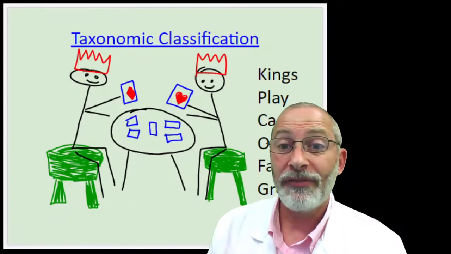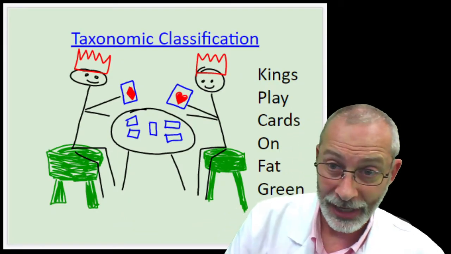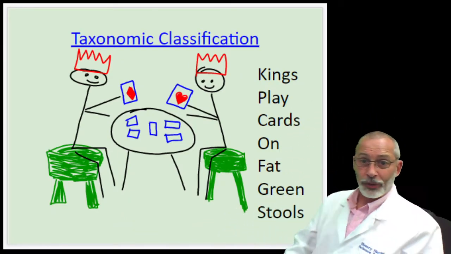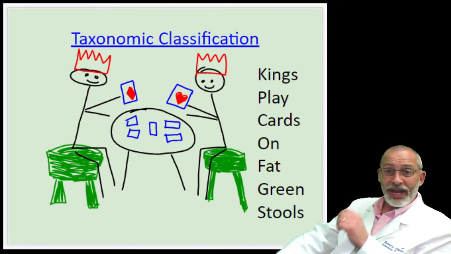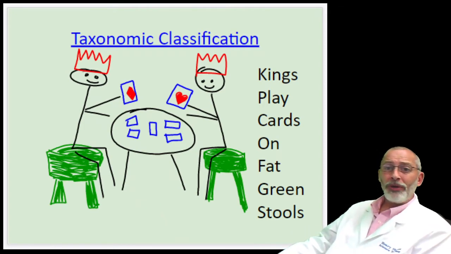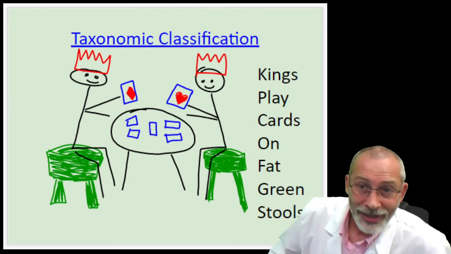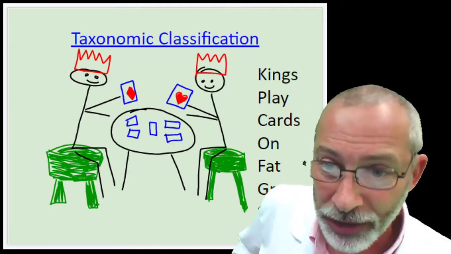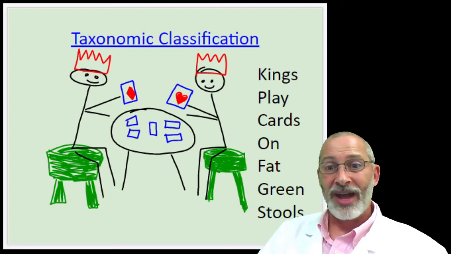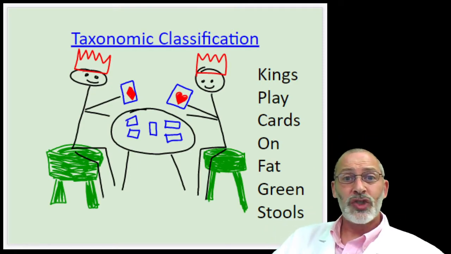As I mentioned to you yesterday, today we're going to be doing some activities. Before we do, I just want to introduce you to the application of the taxonomic classification system that we ended with yesterday. Remember, kings play cards on fat green stools. Raise your hand if you can remind us why we remembered this silly little phrase. Very good. Kings play cards on fat green stools. You look at the first letter of each word, and you've got kingdom, phylum, class, order, family, genus, and species.